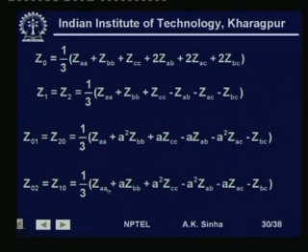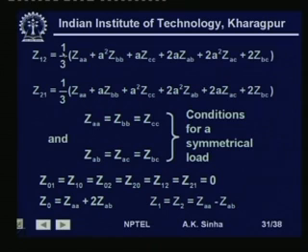and Z02 is equal to Z10, which will be equal to 1 by 3 (ZAA plus ZBB plus A square ZCC minus A square ZAB minus A ZAC minus ZBC), and Z12 similarly will be equal to 1 by 3 (ZAA plus A square ZBB plus A ZCC plus twice A ZAB plus twice A square ZAC plus twice ZBC), and Z21 is equal to 1 by 3 (ZAA plus A ZBB plus A square ZCC plus twice A square ZAB plus twice A ZAC plus twice ZBC).